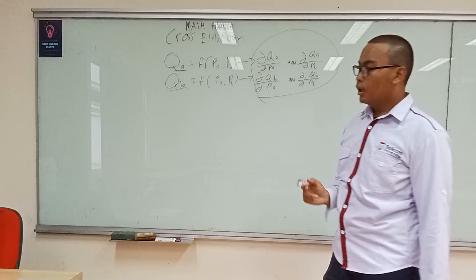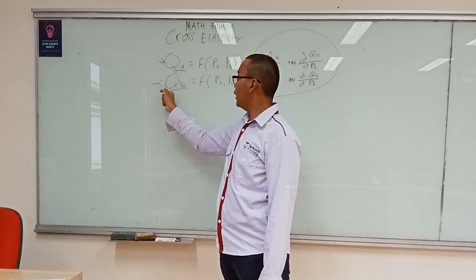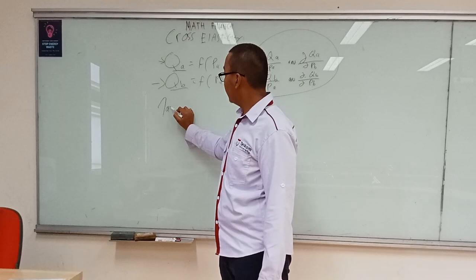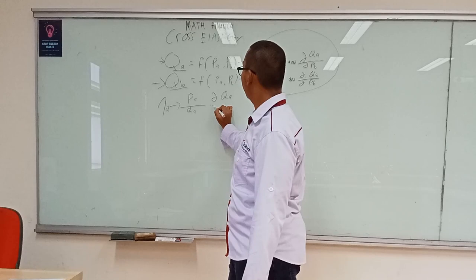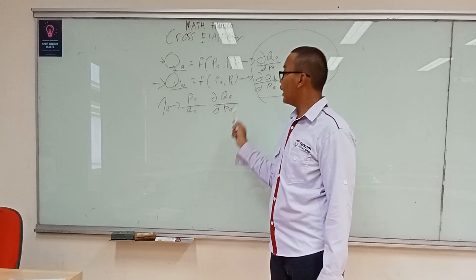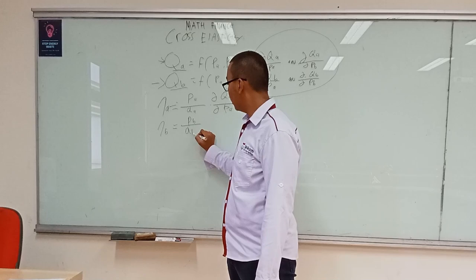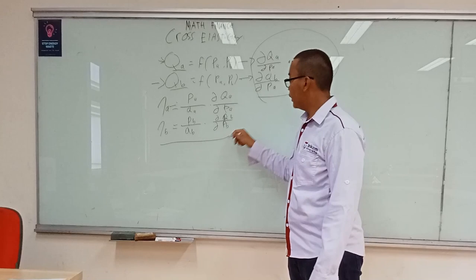The first equation that we're going to use is the price elasticity of each good. So we're going to find the elasticity of QA and QB. How to find the elasticity of QA? We're going to put in the equation: PA per QA times partial QA per partial PA. And to find the elasticity of QB, it equals PB per QB times partial QB per partial PB. These two right here are to find the elasticity of each.